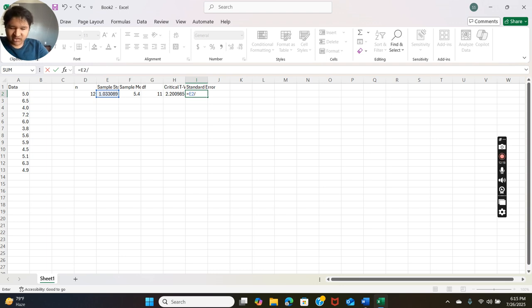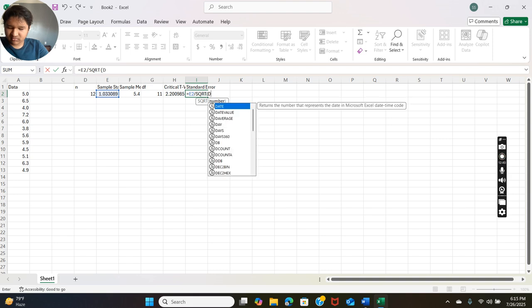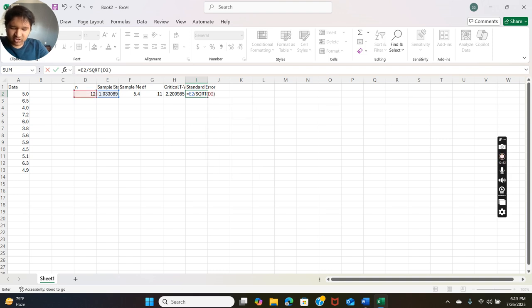And then for square root, this one is also going to be a function. This one is going to be SQRT. Open parentheses. And in the parentheses, you type what you want to take the square root of. Right now, we want to take the square root of the sample size, which is in cell D2. Right parenthesis. You could also just type 12 since we know that the sample size is 12. Enter.